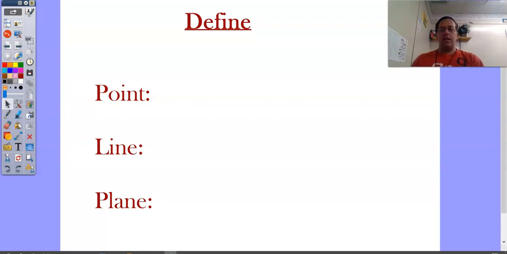Hello class, and we are now starting into our first lesson in geometry. Now, geometry is a very mathematical language. You've got to be very, very precise in what we talk about, and there are going to be a lot of definitions. Okay, so we need to have somewhere to start.